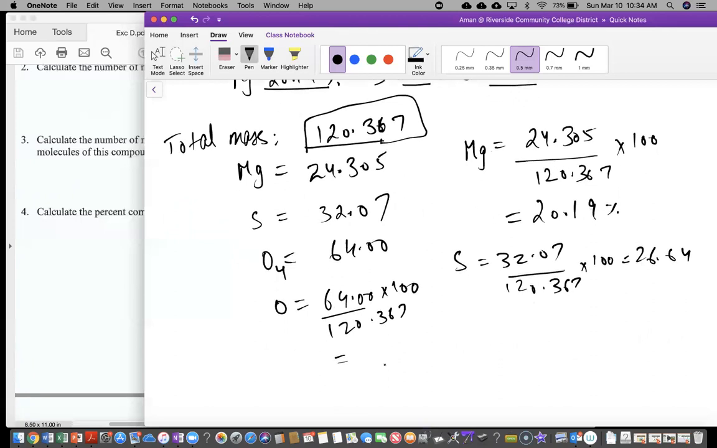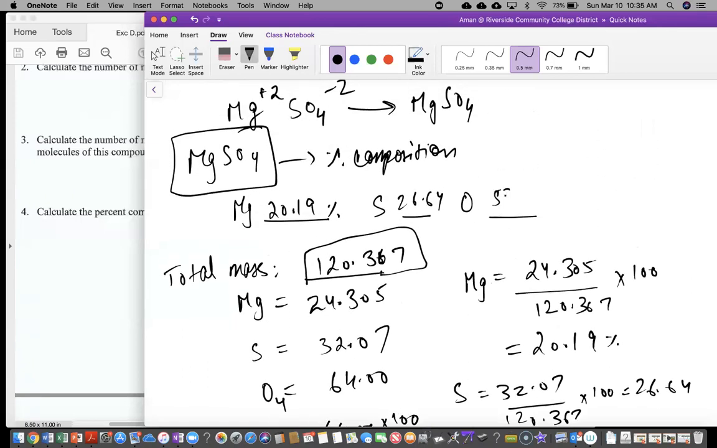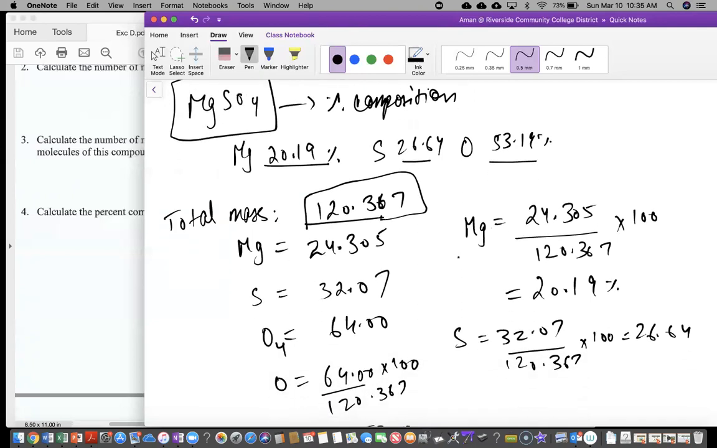So what's the percent, guys, for oxygen? 53.19%. So that's your answer for oxygen. When you total, this should be very close to 100. It may not always be 100 because we're rounding off and molar masses are different, but it should be close, which I think it is. This is almost 47%, and that's 53%.